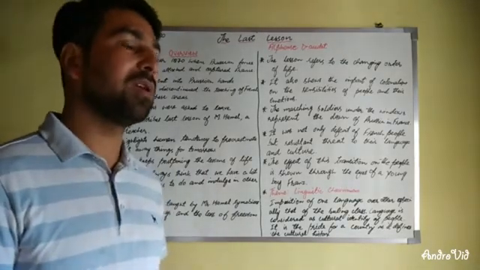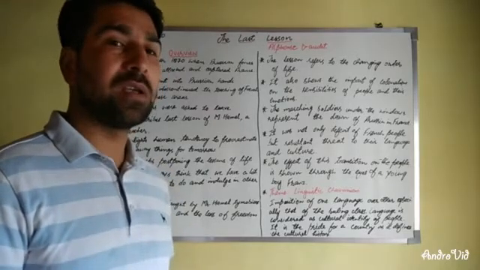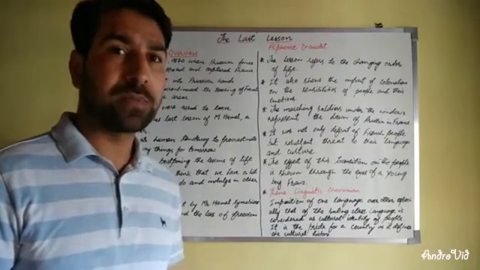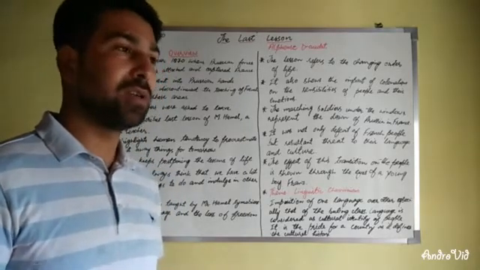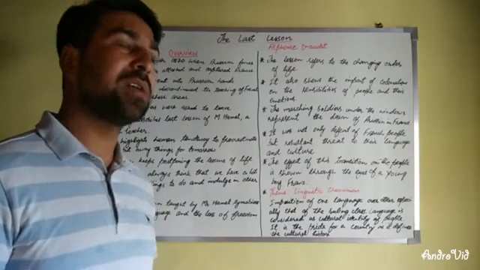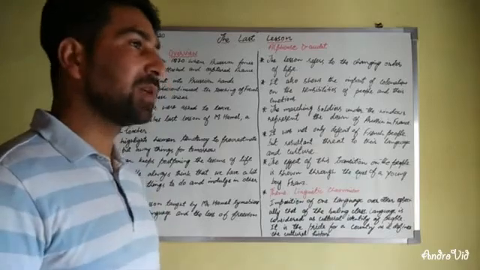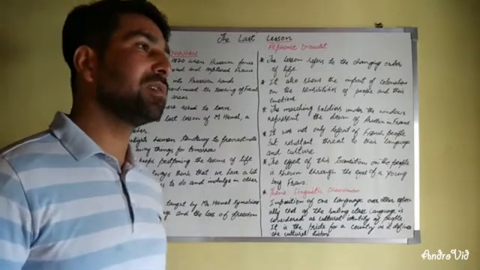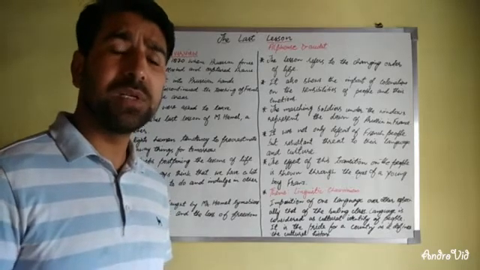You know this very thing. A ruler every time wants his own language to be taught, as it was in India. Macaulay gave the downward filtration theory, that he said we have to teach English to the upper class and it will pour down to the lowers. So English became the main language of India only because its rulers were English people, British people.